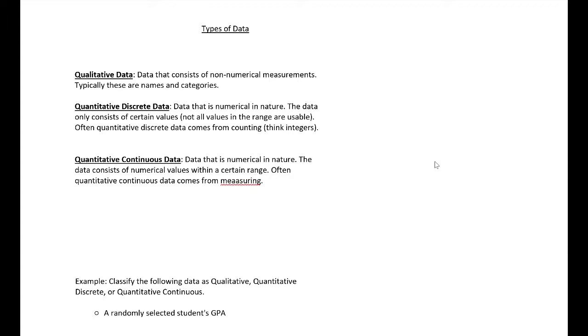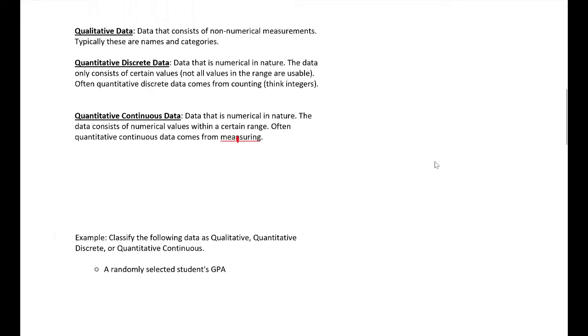Okay. So for instance, the number of minutes it takes you to commute to work. It could take you 50 minutes, or it could take you 50.5 minutes, or 50.555 minutes, and so on and so forth. So whenever you're measuring something, sorry for the typo, whenever you're measuring something, that's going to more than likely lead to a quantitative continuous data set.